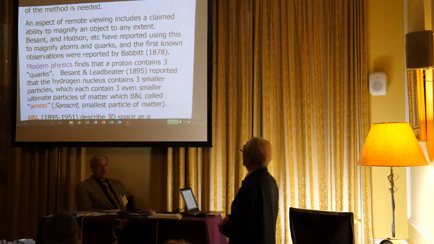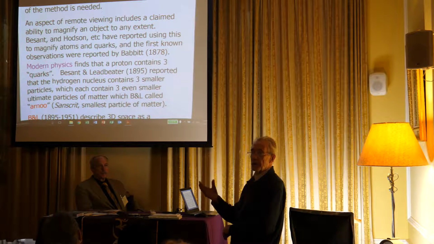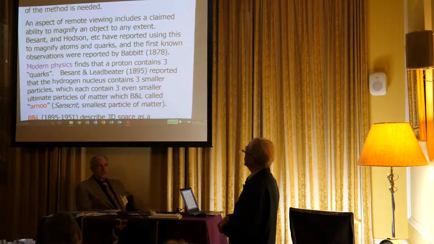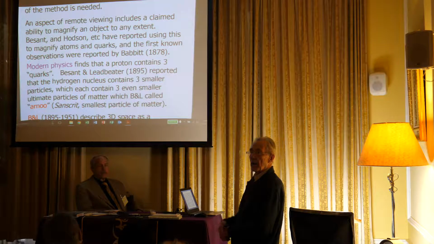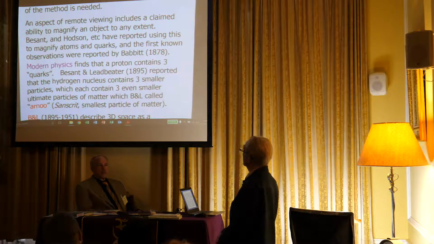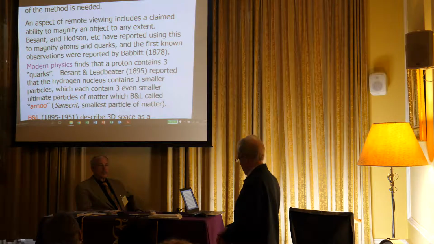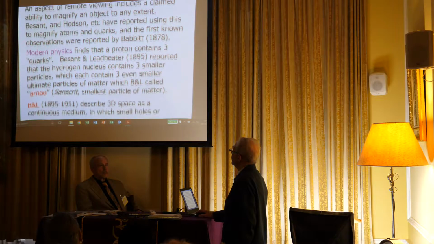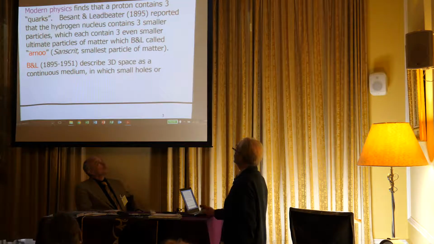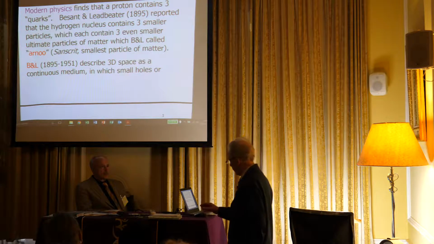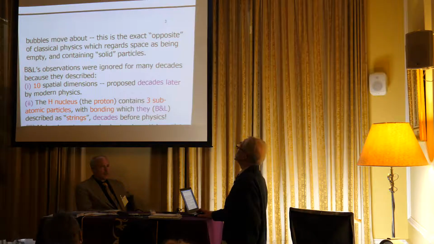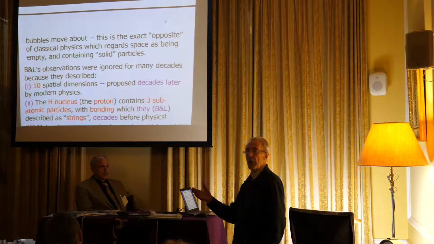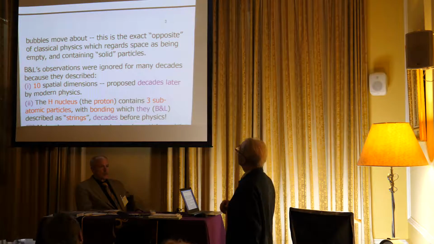Now, Besant and Leadbeater found that each quark, of course they didn't have the name quark in those days, in 1895 they found that these 3 particles, which we now call quarks, contain 3 more particles, even smaller, and each of those particles is called an Anu, the smallest particle of matter. Very impressive. They also describe 3D space as a continuous medium in which small holes move about, which is the exact opposite of classical physics. Classical physics thinks space is empty and particles move around in it.